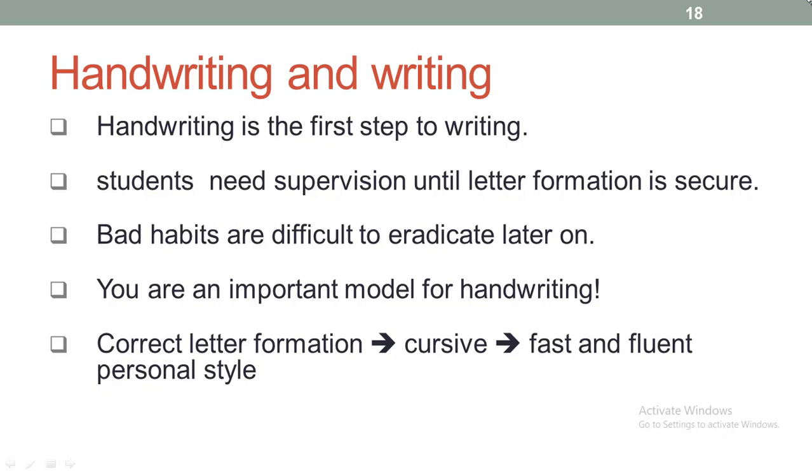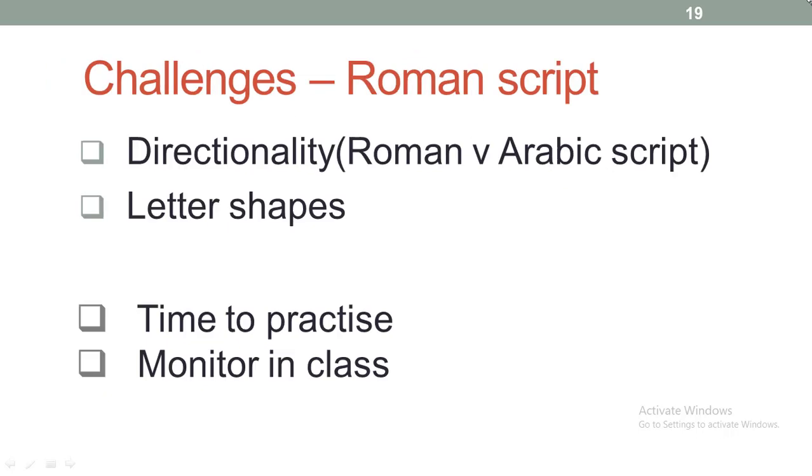The teacher is an important model for handwriting, not only in handwriting but in all other skills. Challenges: Roman scripts. You know that Arabic starts from the right. When we write, we start from the right, while in English we start from the left. So this directionality sometimes causes, even in preparatory school up to now, a problem, as we said. Letter shapes. Time to practice.